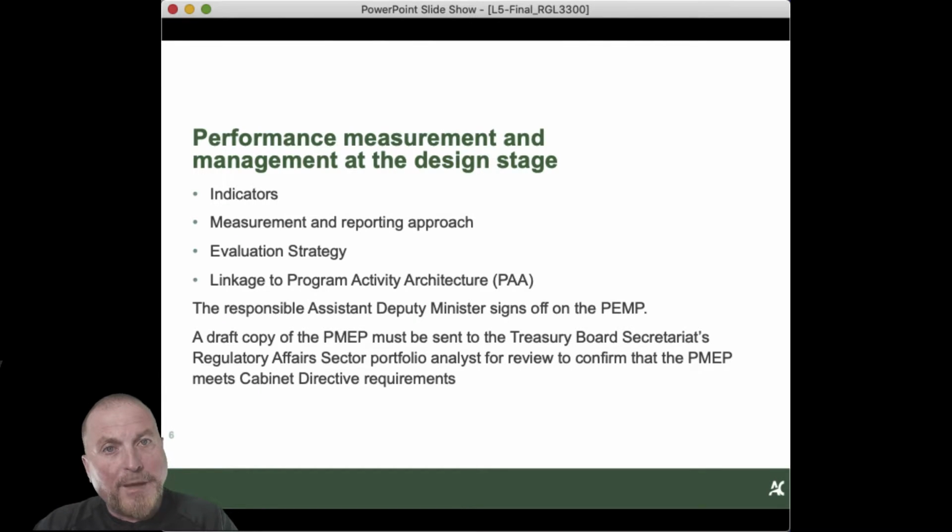Because it's that baseline that we're going to be using. This is what we thought was going to happen. Now when we measure it off into the future, is that what we're getting or not? We can't change the measuring stick, all right? Because then we can't compare to the baseline anymore, can we, right? So the PMEP must be set and approved by Treasury Board Secretariat and the Regulatory Affairs Sector unit there from very early on, or else it's not going to cabinet at all, right?